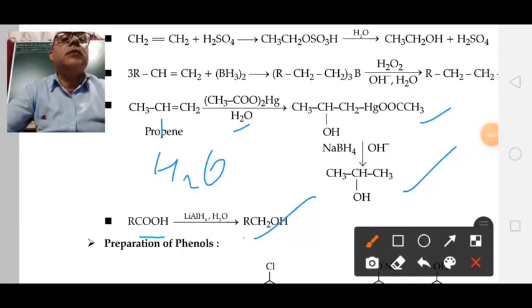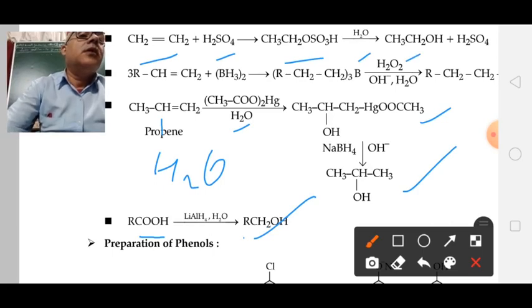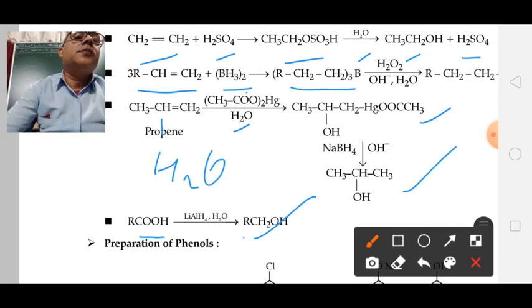See here, another method. The alkene double bond with sulfuric acid gives ethyl sulfuric acid, then hydrolysis gives alcohol and sulfuric acid. Now in this reaction you see R-CH=CH2 with diborane gives trialkyl borane, which on hydrolysis gives alcohol, a primary alcohol. This is the best method for getting the primary alcohol.